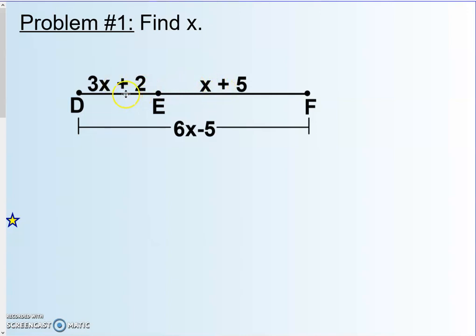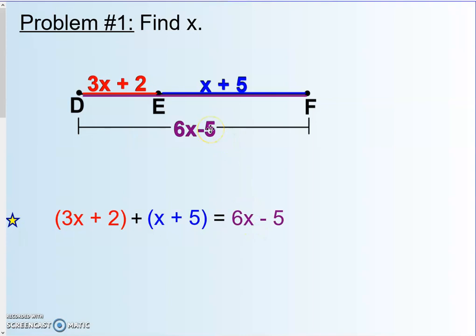If you look closely, though, you'll see that this 3x plus 2, this red segment, and this x plus 5, this blue segment, should add up to be the purple segment, 6x minus 5. Do you see that the red plus the blue equals the purple? And so if I express that not through my picture but through algebra, I could say 3x plus 2, the red segment, plus x plus 5, the blue segment, should give me 6x minus 5, the purple segment. And now it's simply a matter of algebra.